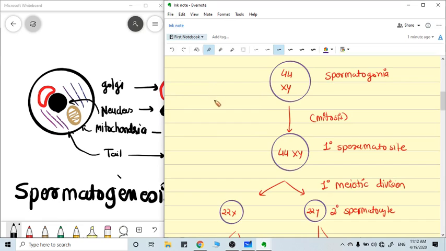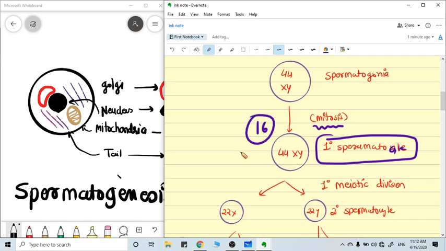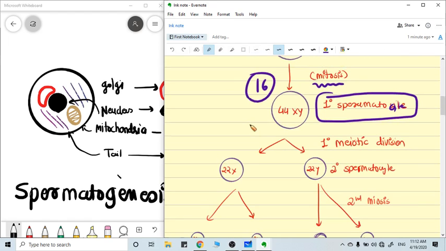Spermatogonia is a primordial germ cell having 44XY genome. There would be ongoing mitosis, so many primary spermatocytes will be there. From one spermatogonia there are 16 primary spermatocytes produced. Now the real process of spermatogenesis starts, that is mitotic division.